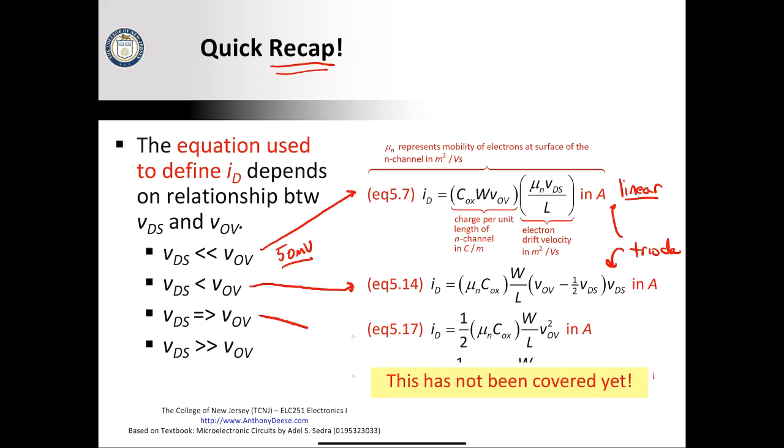And then we have the case for when VDS is greater than VOV. This is the saturation region. And there's one more that we have not covered yet. And this is going to be the region that takes into account something called channel length modulation. So that is going to come into play when VDS is much, much greater than VOV, and we have moved further over into this region to the right.